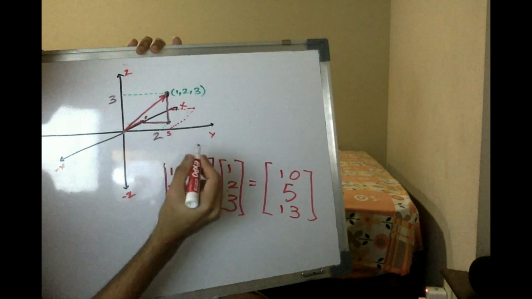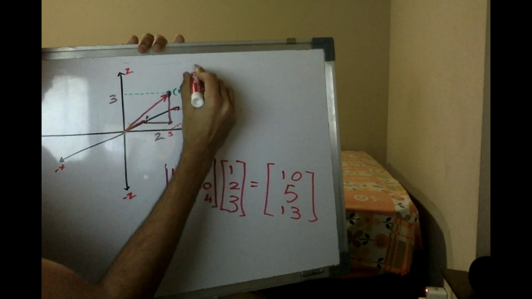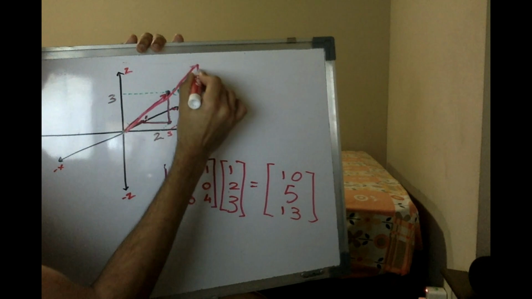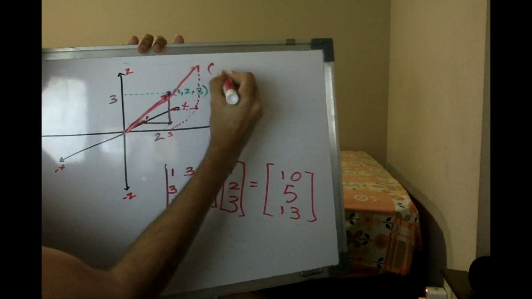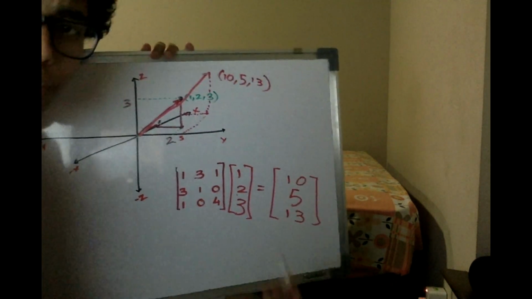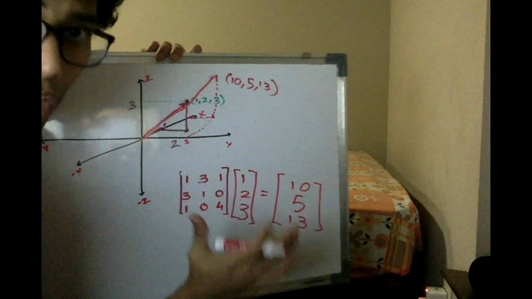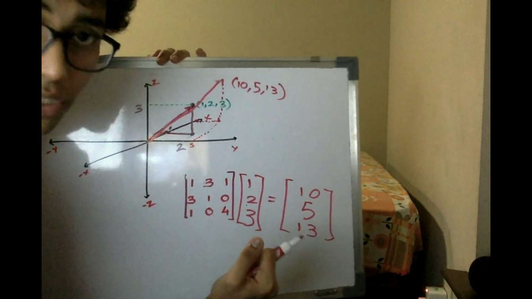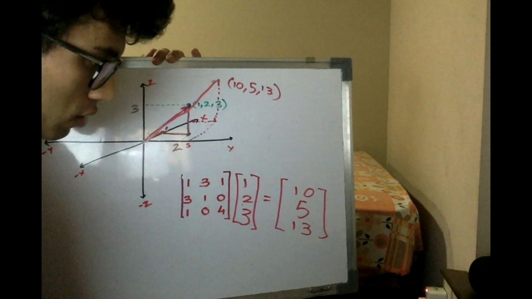Let's say this is 5. And my z-axis will be, oh my god, 13. So my new vector will be somewhere here, which will be 10, 5, 13. Please forgive me for the horrible drawing. But again, this is how your thought process should go when you try to use matrices with equations. Simply, a matrix works with a vector to give a different vector.